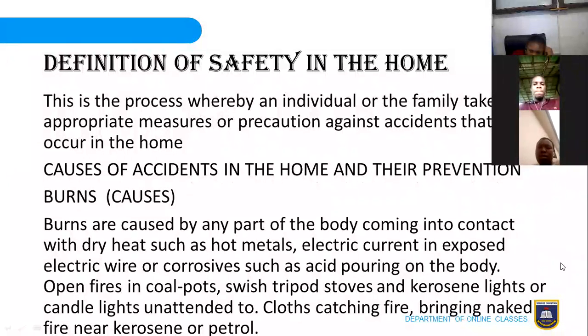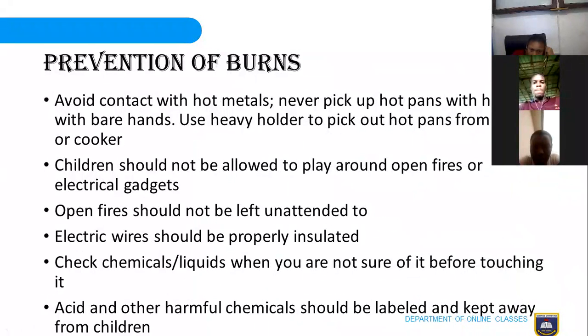Some of the accidents we spoke about: burns, and we said burns are caused by dry heat, when the body comes into contact with dry heat, such as hot metals, electric currents, and exposed electric wires. We also looked at how we can prevent burns. We said you shouldn't use your bare hands in cooking hot items on the fire and other things.